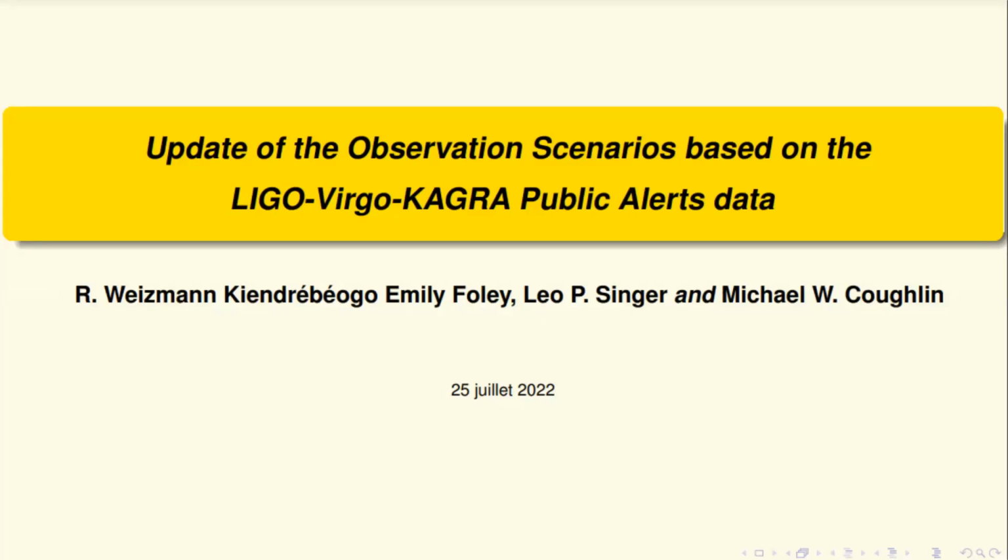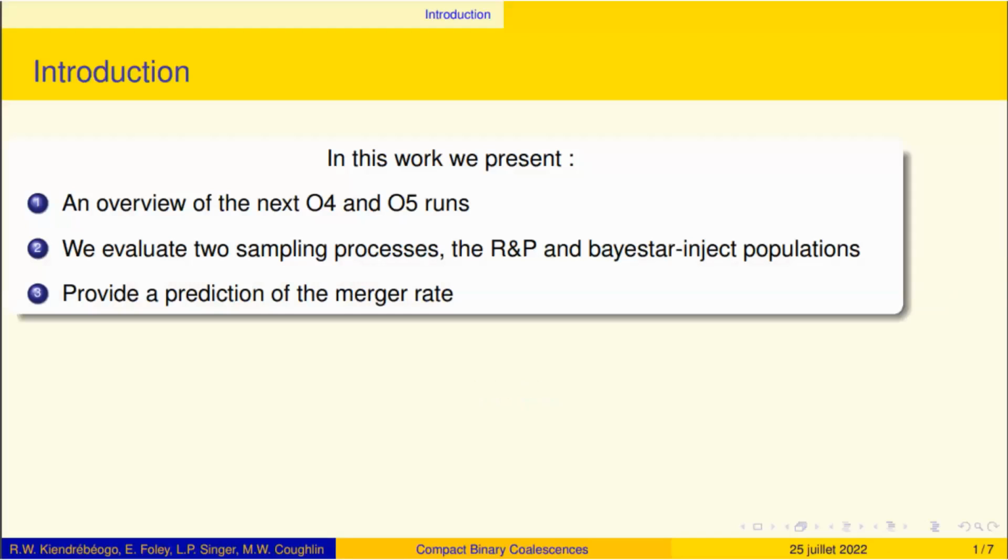Okay, so hi everyone, I'm Emily, and I'm going to talk a little bit more about the actual simulations themselves and how we do them. So as you know, LIGO's had 3 observing runs so far. The 4th one is being planned for early next year. And our work is about getting everything ready for that.